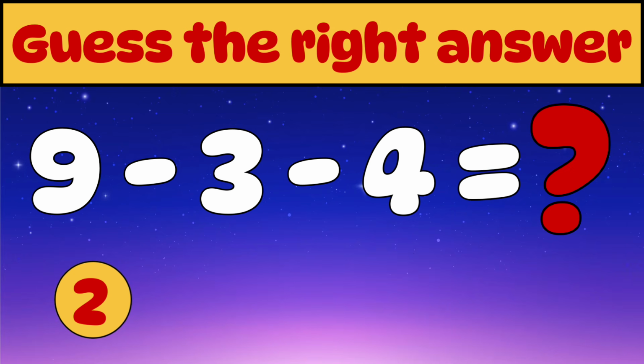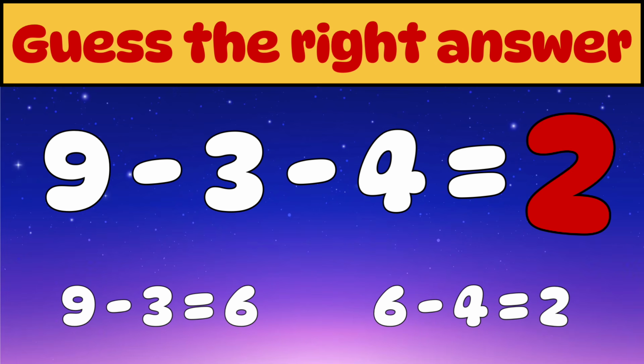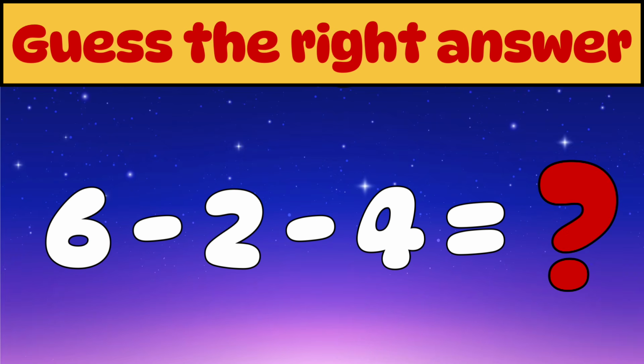The correct answer is 2. Let's solve it step by step. 9 minus 3 equals 6, 6 minus 4 equals 2. Great job. Look at the question carefully.